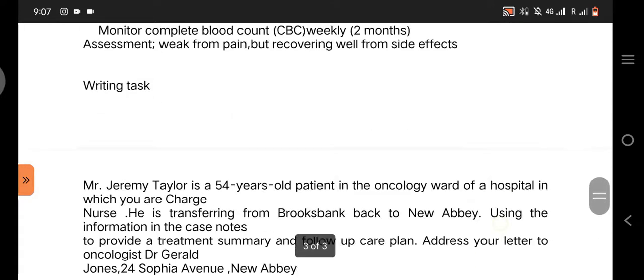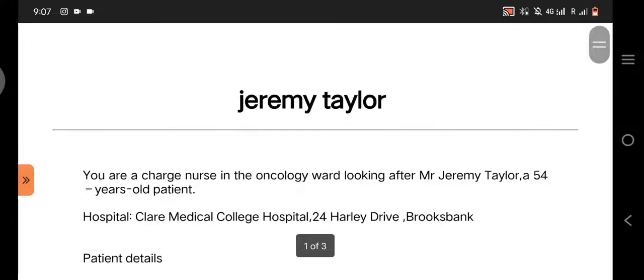I have taken a case note here. The patient name is Jeremy Taylor. Today I'm going to discuss how to write a letter based on this case note. Mainly when you get a case note, you need to analyze it, plan your letter and write it. So there are mainly three steps. When you get the case note, you need to read, analyze, plan how to write the letter, and implement it, you need to write it down.